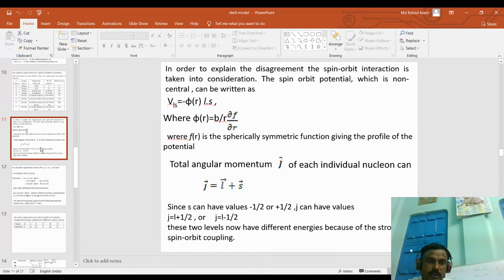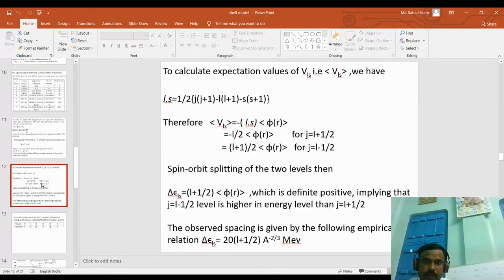How can we calculate this? Let us see it a little bit, not in detail. To calculate the expectation value of VLS, we first have to calculate L dot S. Now L dot S has this form: half of the bracket J into J plus 1, minus L into L plus 1, minus S into S plus 1. This is the form.